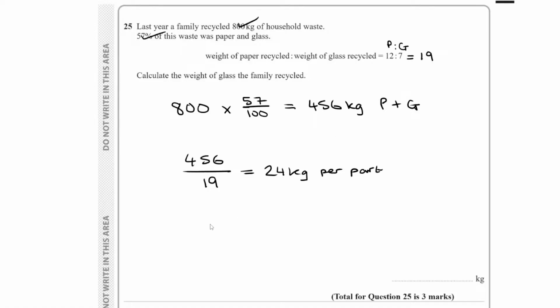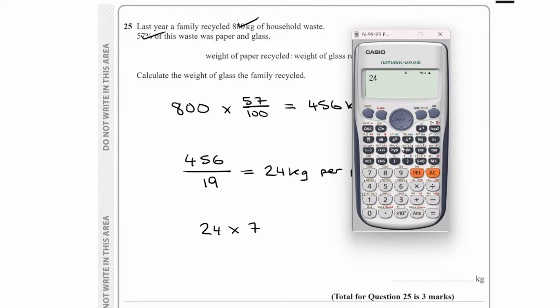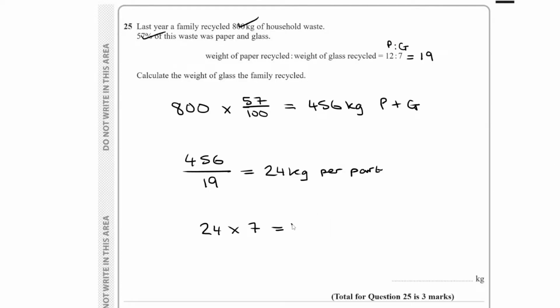So if it's 24 kilos per part, and I've got 7 parts, I'm going to multiply it, aren't I? 168 kilos. So that's my answer, 168. Okay, so just a bit of a percentage and then a bit of sharing out ratio. That's literally all that is for a nice 3 marks.